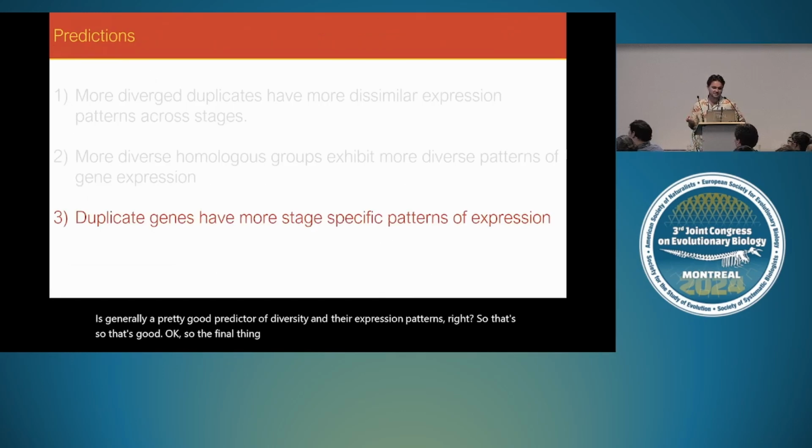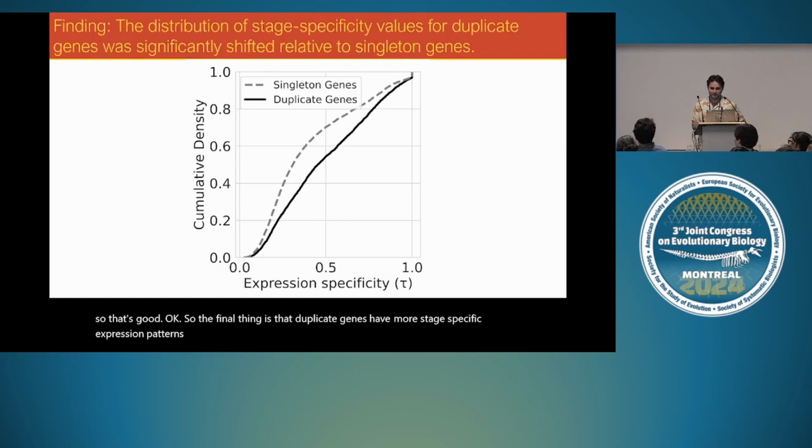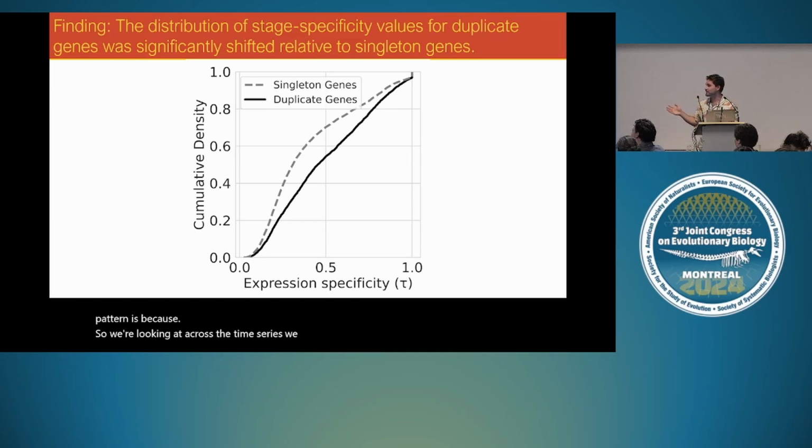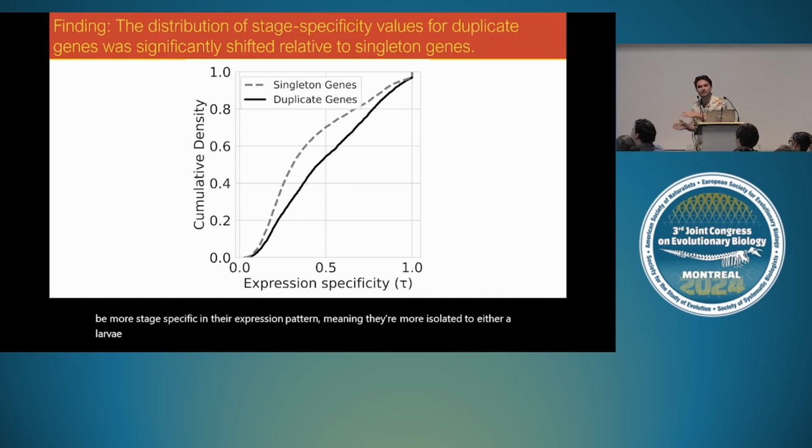The final thing is that duplicate genes have more stage-specific expression patterns. What I want to show you here is just a simple distribution. We can compare the cumulative densities of singleton genes versus duplicate genes. Tau is a measure of how spiky the expression pattern is, because that's what we're looking at across the time series. We see that duplicate genes tend to be more stage specific in their expression pattern, meaning they're more isolated to either a larval, pupal, or adult stage.